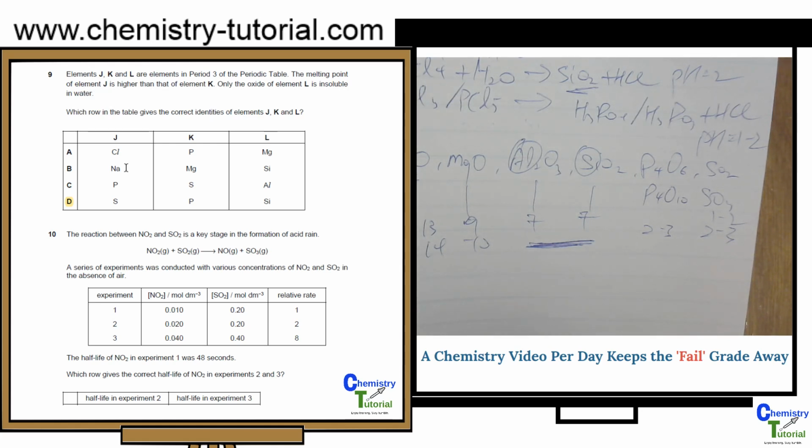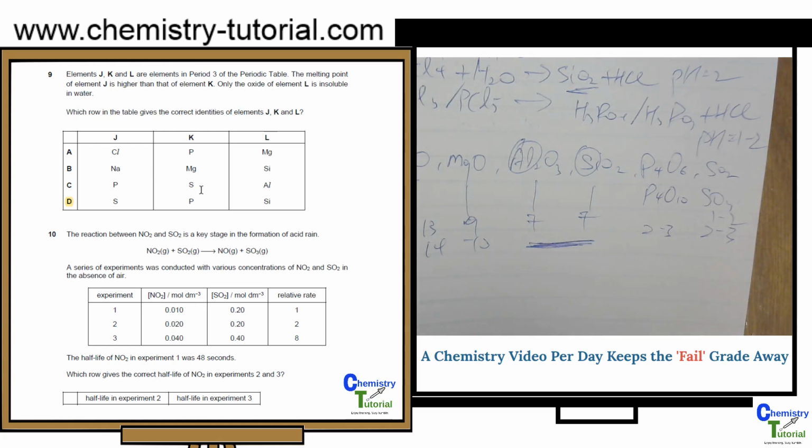Sodium, does it have a lower melting point than magnesium, or does it have a higher melting point than magnesium? It has a lower melting point because sodium and magnesium are metals. So the strength of metallic bonds depends on the valency. Sodium has a valency of 1, magnesium has a valency of 2. So magnesium must have a higher melting point than sodium. So option B is out.